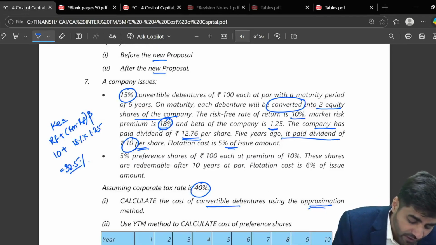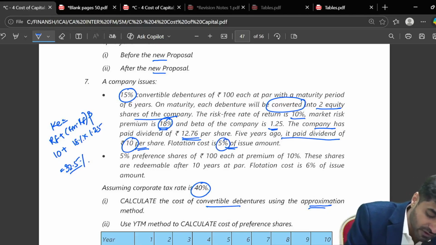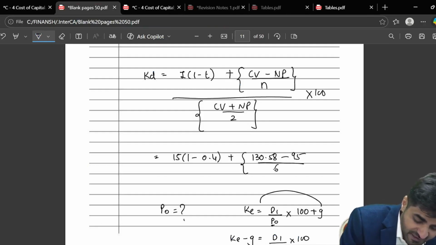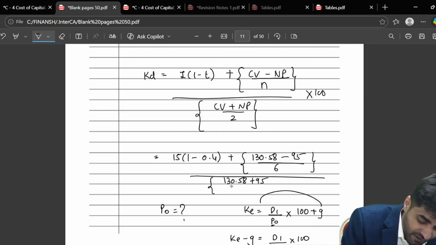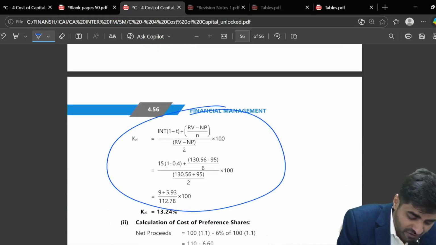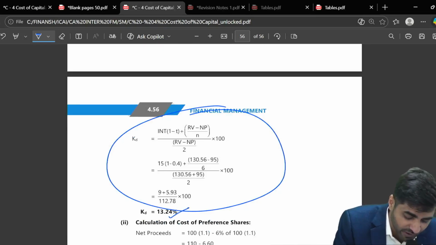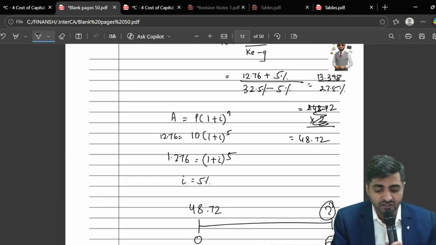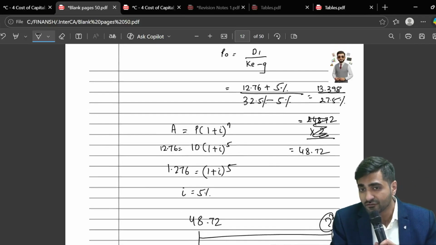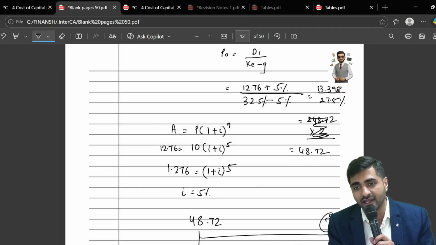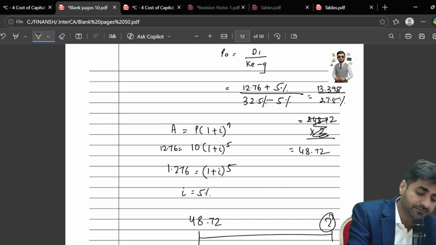Got it? Okay. Flotation cost, they have told you 5% of the issue amount. So 100 rupees at par, so this is going to be what? 95. What's the life? 6 years. And this will now be 130.58 plus 95 upon 6, into 100. So I first calculated the price, and based on that we calculated the final answer, which is nothing but what? 13.24%. Superb. That's going to be our Kd. Have you all understood this calculation, guys? Okay. So first I calculated P0 because P0 was not there in the question, and then I calculated the price at the end of the 6th year.